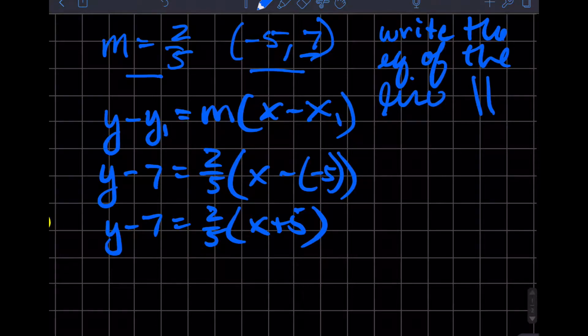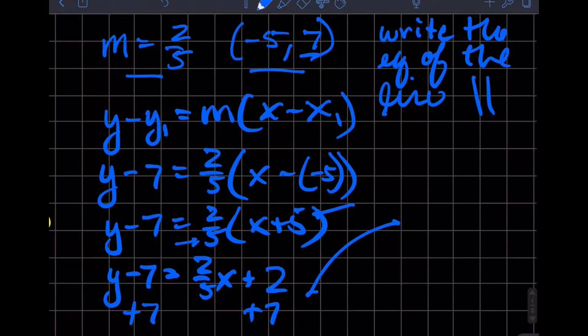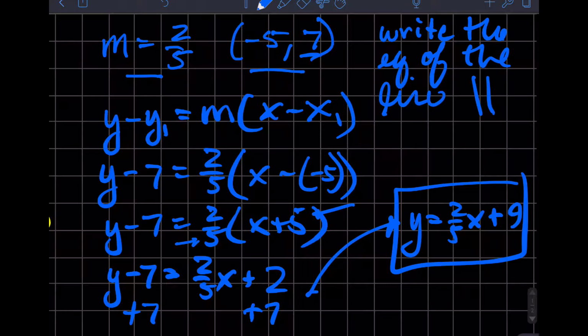I'm going to distribute this 2/5 and get the following: 2/5 x plus, and it just happens in this case that this denominator is 5 and that number is 5, so they'll equal 1. So I'll get plus 2. And then when I add 7 to both sides, I end up with the following: y equals 2/5 x plus 9. That would be your final answer that the software typically wants.